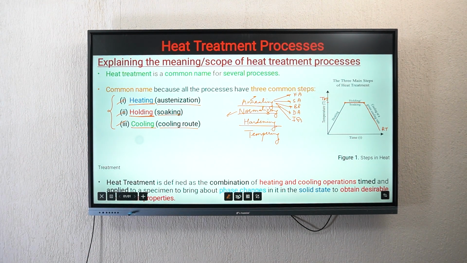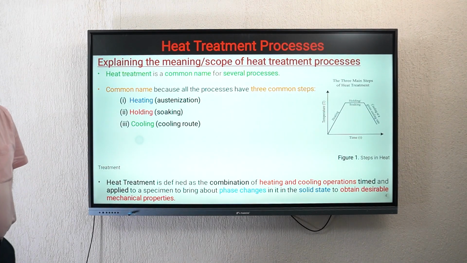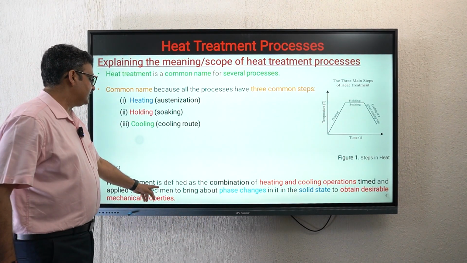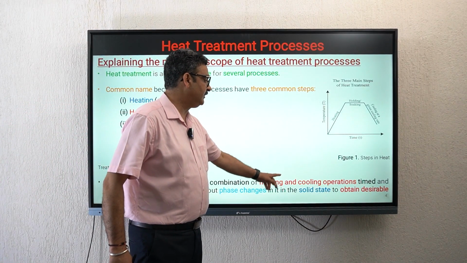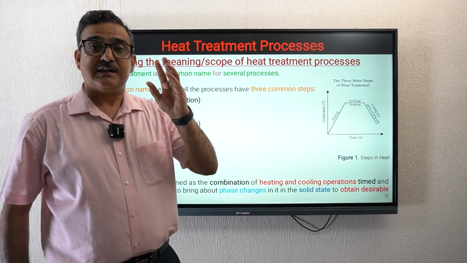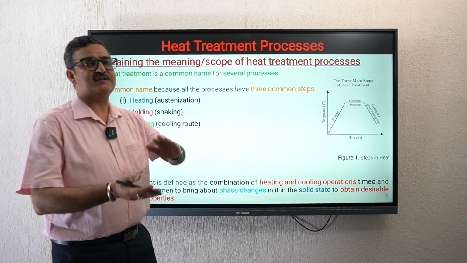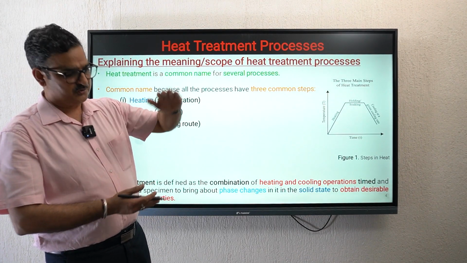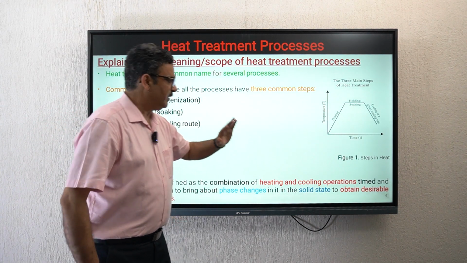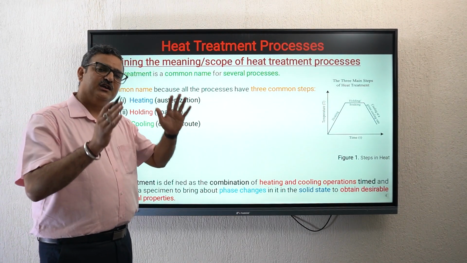So that's the reason. The definition that you see here on the board is given by the American Society for Testing of Materials. They say heat treatment is defined as a combination of heating and cooling operations timed and applied to a steel component. Essentially, the steel component should remain in the solid state. So during heat treatment, you will never see a liquid phase appear in the steel. Steel would be heated from room temperature, held, and cooled, but nowhere would the liquid phase appear. So steel will always remain below its solidus temperature.